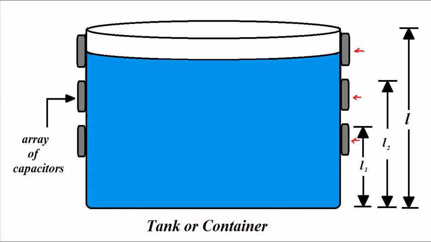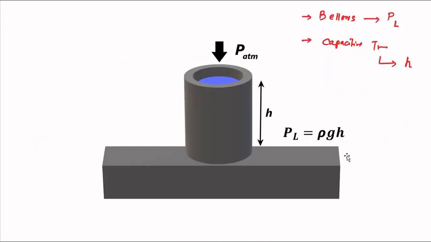Here the basic principle is that the bellows is attached to the liquid column. The bellows is attached to the liquid column. It measures the liquid column pressure, which is rho gh, and also if the container is exposed to the atmosphere, the lid is open, then it measures the total pressure.